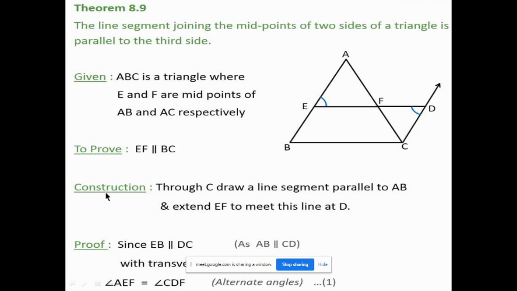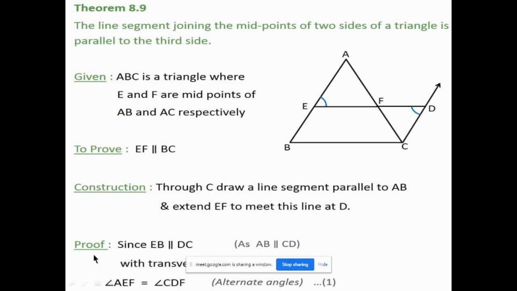Now to prove this theorem we need to do some construction, and that construction says through vertex C we will draw a line segment which is parallel to side AB of triangle ABC. So you can see we have drawn a line parallel to AB, and this line is meeting line EF on extension at point D. So this CD line is meeting EF at point D. This is what we have done in the construction part: through C, draw a line segment parallel to AB and extend EF to meet this line at D.